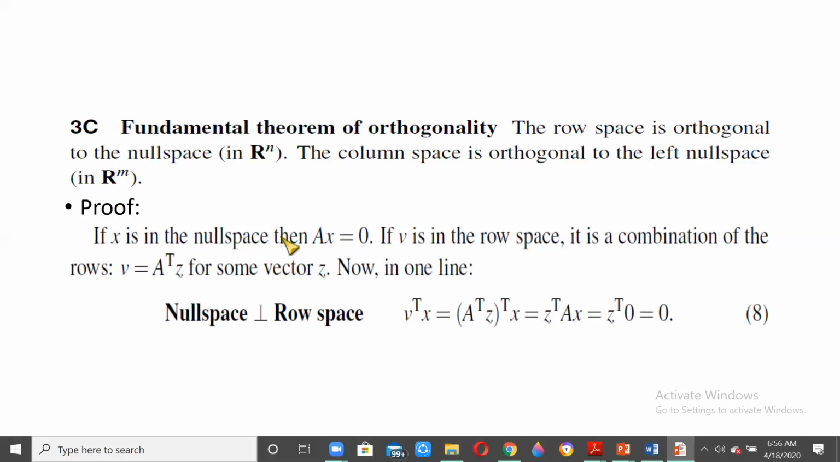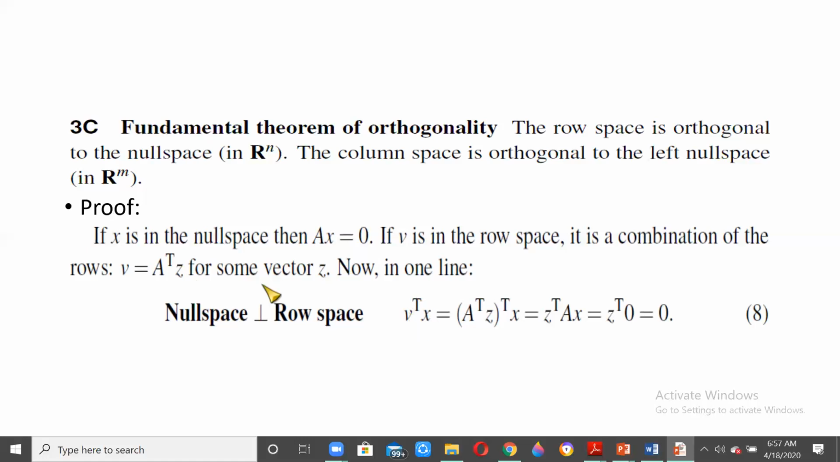If x is in the null space, then Ax is equal to 0. If v is in the row space, it is a combination of the rows, v equal to A transpose z for some vector z. So, for the null space to be perpendicular to the row space, the value of v transpose x should be equal to 0.